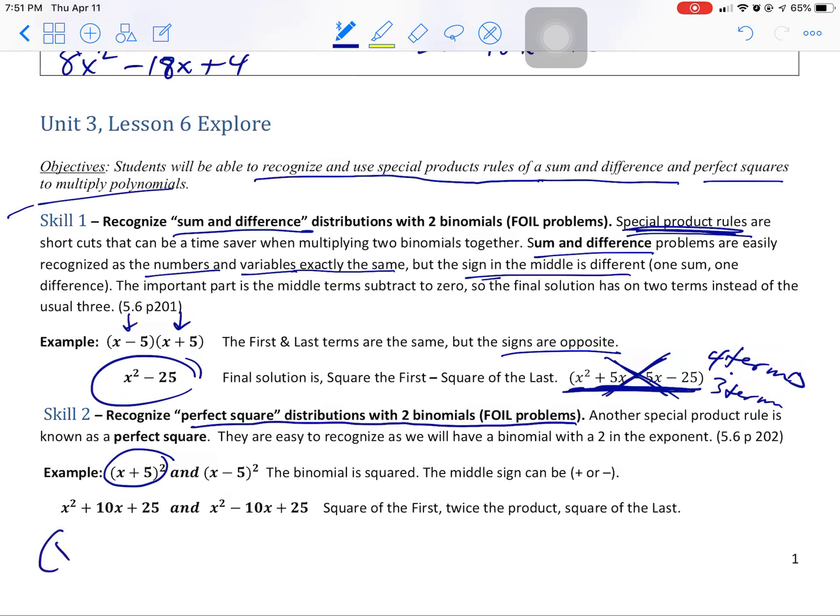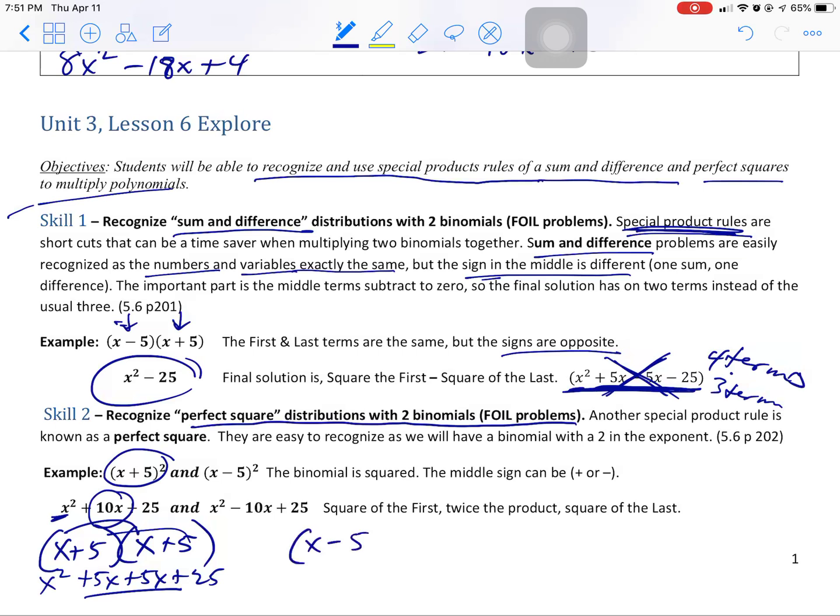Well, what happens when you do the same sign with the same terms instead of opposite? This is going to turn into this, and you're going to get a plus 5x plus 5x and a 25 on the end. And when you combine like terms, you're just getting a double one. You're getting this 10x. It's not going away, okay? It has to be opposite signs for that middle term to go away. So you'll still end up with 3 terms.